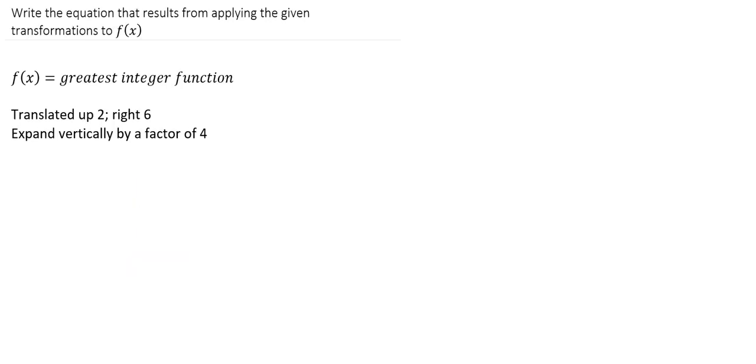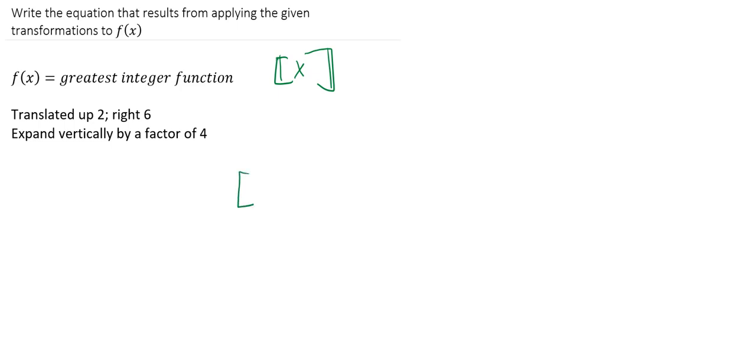Let's do another. Oh, no, let's do one of these. This is the backwards thing. Instead of giving me the equation asking for the transformations, here they give me transformations. So let's say I start out with greatest integer function, which I don't know how to type in this program, so I just wrote greatest integer function. And I translate it up to right 6 and expand vertically by a factor of 4.